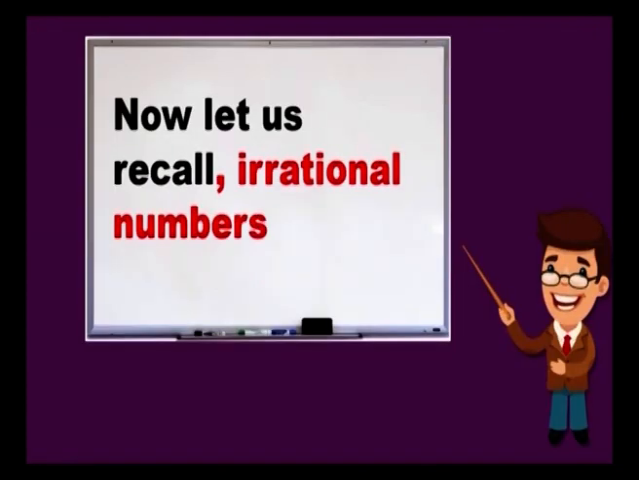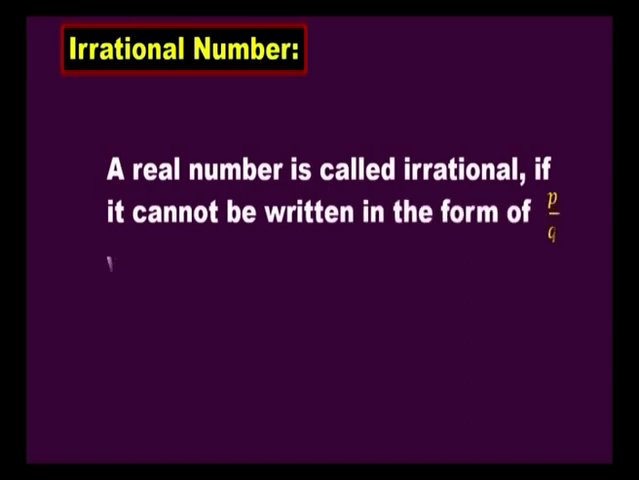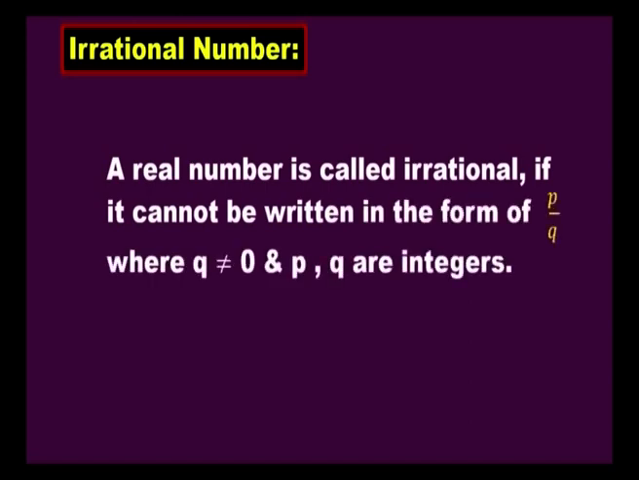Now let us recall irrational numbers. What is an irrational number? A real number is called irrational if it cannot be written in the form of p by q, where q not 0 and p comma q are integers.